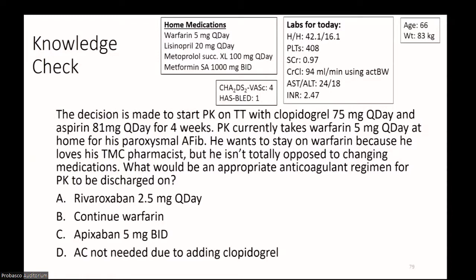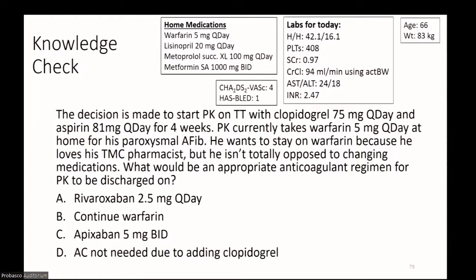They made the decision to start PK on triple therapy with clopidogrel 75 every day and aspirin 81 milligrams for 4 weeks. He currently takes warfarin 5 milligrams a day at home for his AFib. He wants to stay on warfarin because he really loves his ambulatory care pharmacist, but he isn't totally opposed to changing medications. What would be an appropriate anticoagulant regimen for our patient to be discharged on?